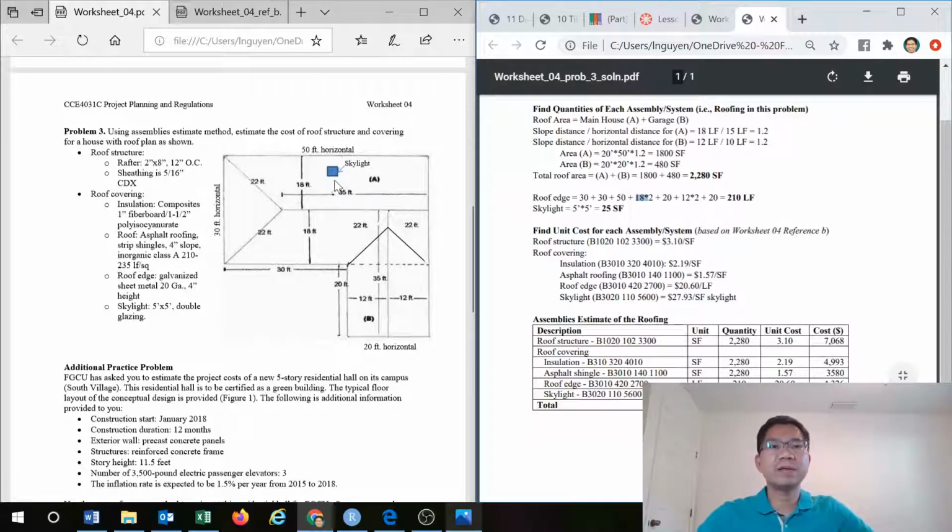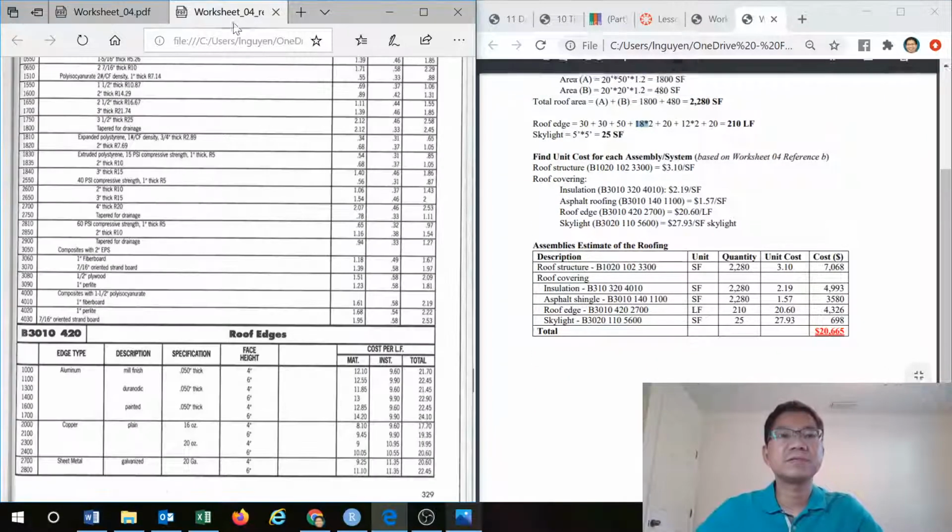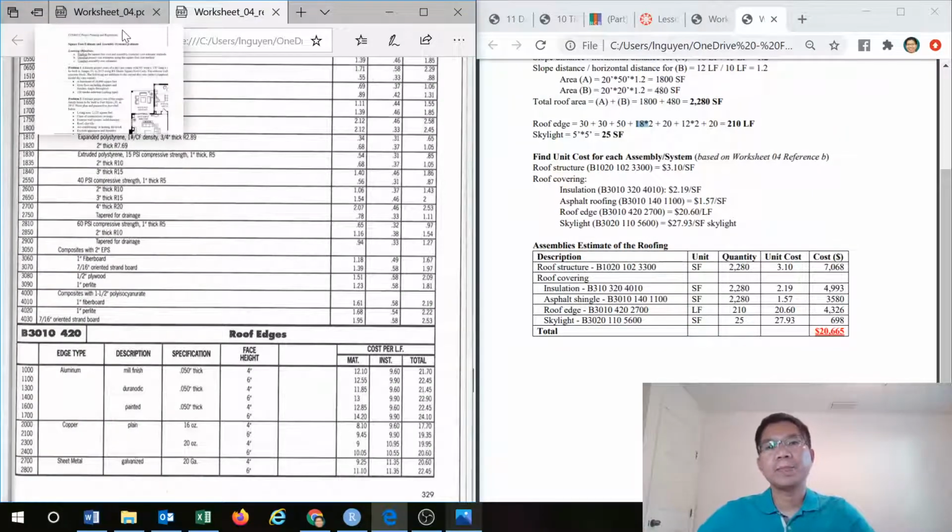Skylight is already given as 5 by 5, so it's 25 square feet. So those are the quantities. Now the unit cost, that's what we need the reference for here.